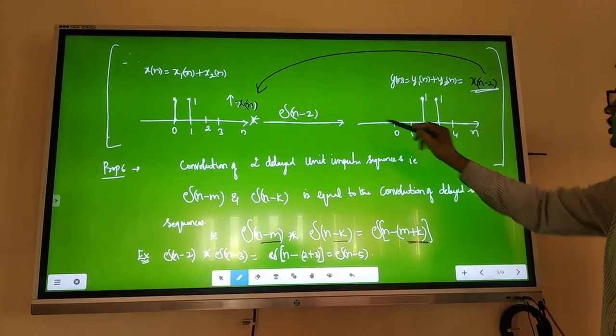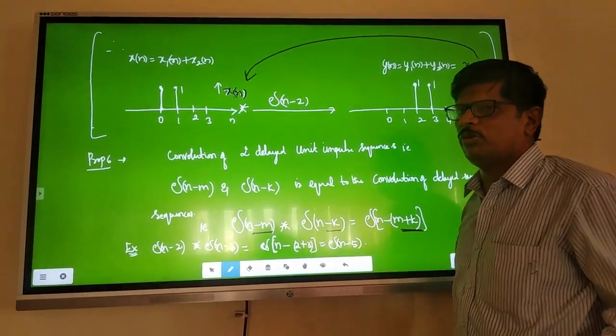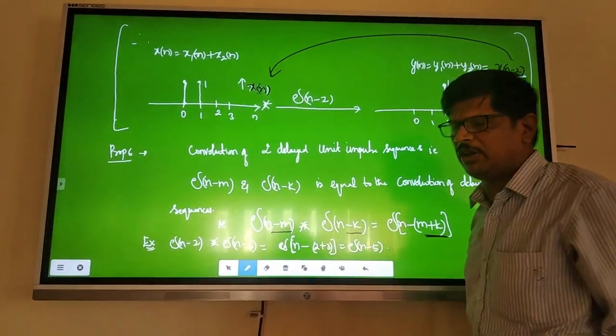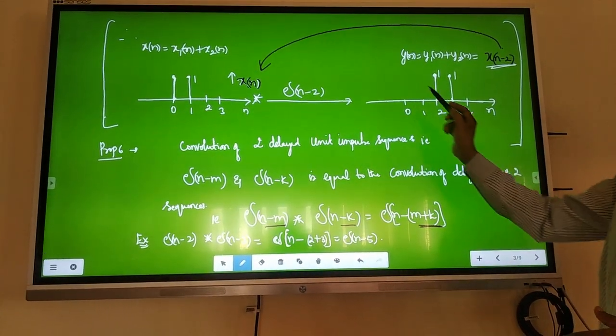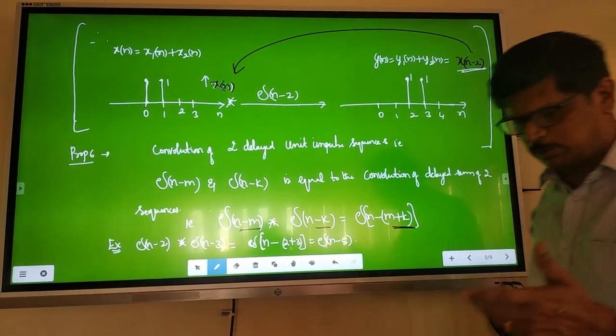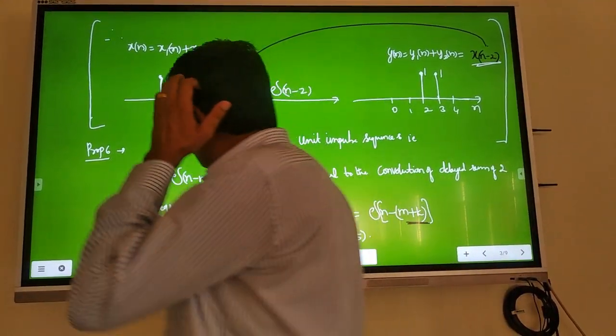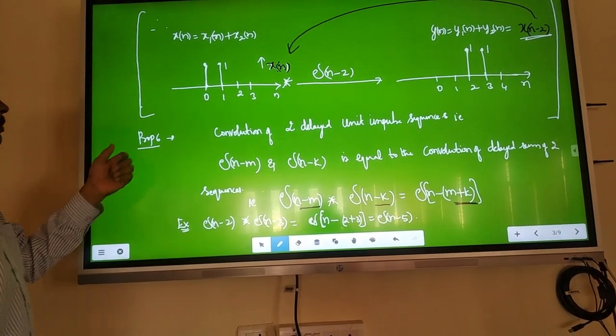Now see, at 2 it is 1, at 3 it is 1. Therefore, this is nothing but, when you multiply, that's the proof. When you multiply any sequence x of n with a shifted impulse, delta of n shifted, then you will get the sequence itself shifted by this amount. That's the answer. That is property number 5. Always we are using it in our expressions in signal processing.